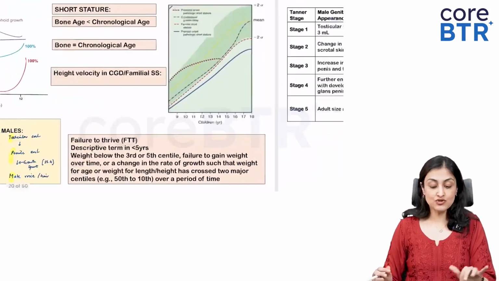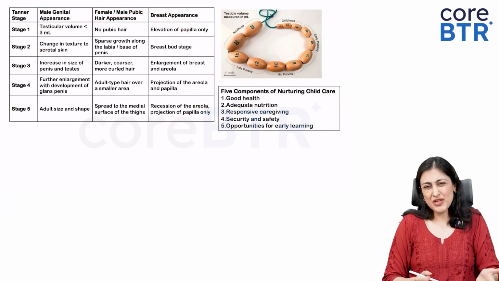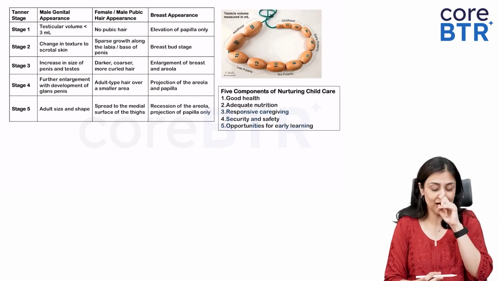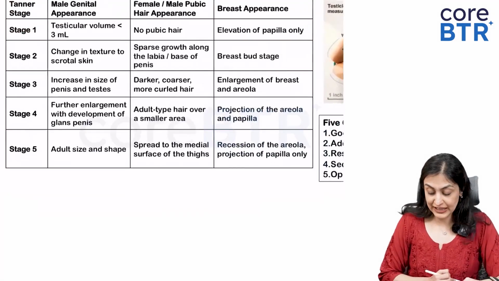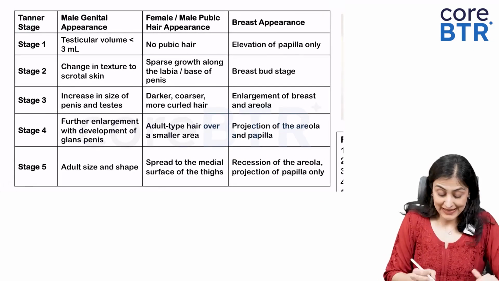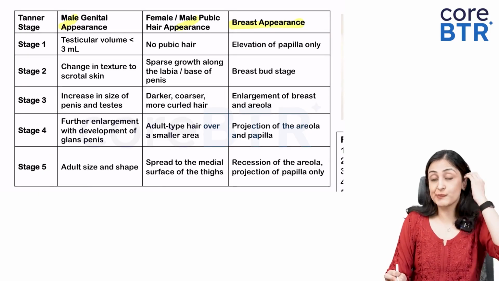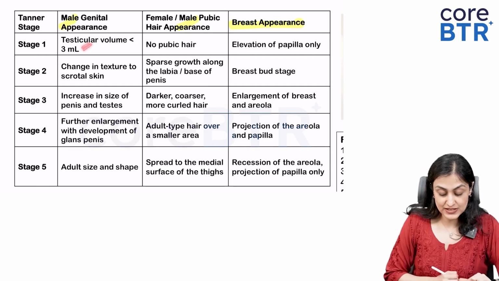You know we have a sexual maturity rating to assess the puberty. So you may or may not memorize it. It's never been asked so far, but seems a little important. So this is your Tanner staging, where you assess three things: male genital appearance, you're assessing the pubic hair pattern, and breast appearance in females. Okay, so for male genital pattern, you are looking at testicular volume.